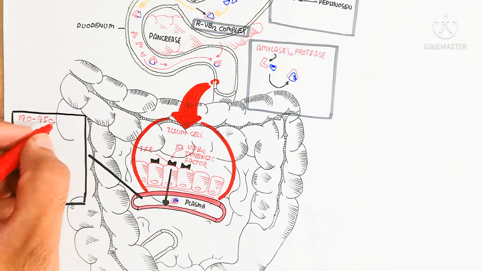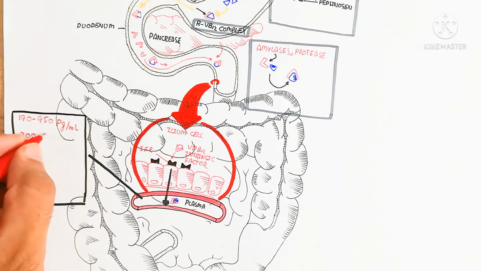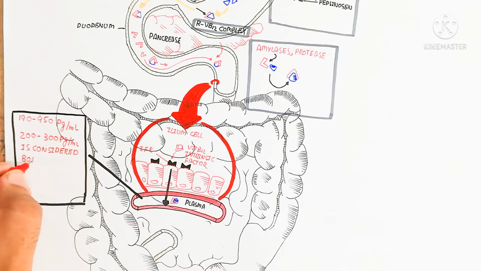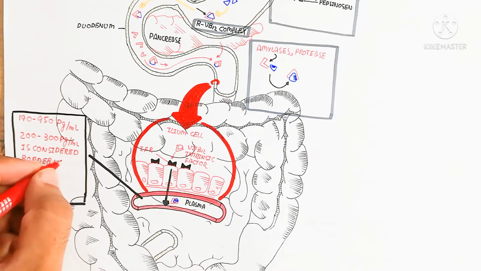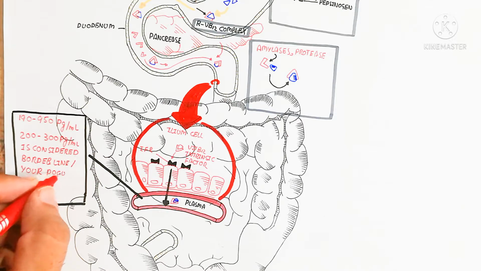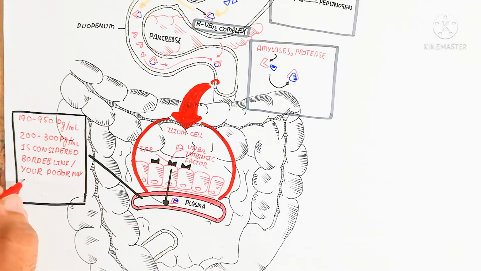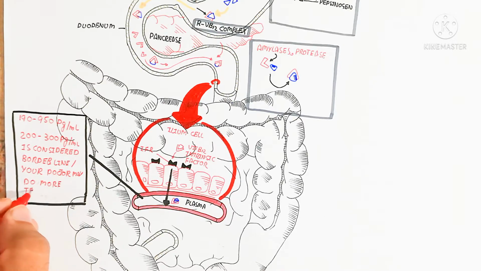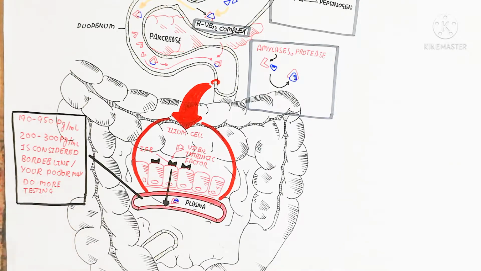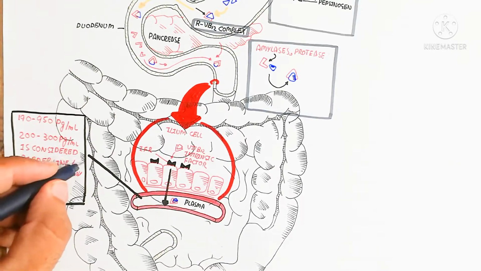An important thing is that 190 to 950 picogram per ml is the normal range, while 200 to 300 picogram per ml is considered borderline. Your doctor may do more testing, so that is why.